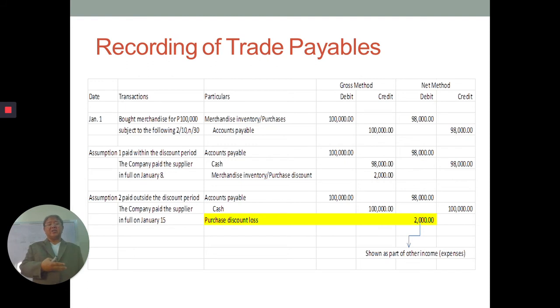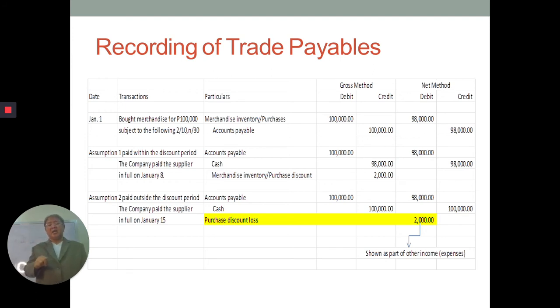Okay? Now upon settlement, we will make two assumptions. Number one, that the company was able to settle it during the discount period. So if you settle it during the discount period, you are entitled to the 2% discount. Okay, when should the company settle the obligation? So it says there, January 1 and 2/10. So 10 plus 1, that's going to be January 11. So if the company pays the obligation until January 11, then they are entitled to a 2% discount.